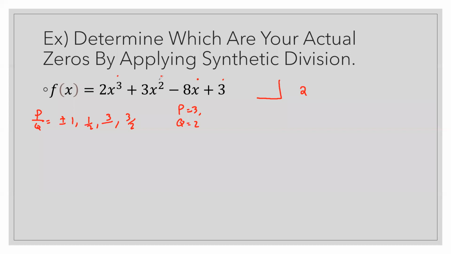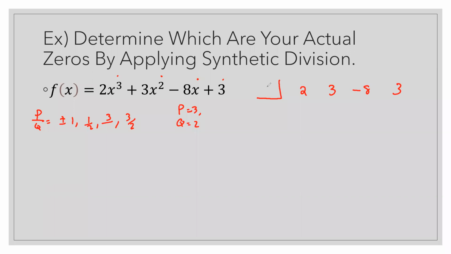Starting with the power 3, the coefficient is 2. Then the power 2 has a coefficient of 3, the power 1 has a coefficient of -8, and the constant is 3. So this is tedious. You literally got to try. There's no shortcut, there's no secret. You just got to try one, and if it gives you a remainder of 0, it works.